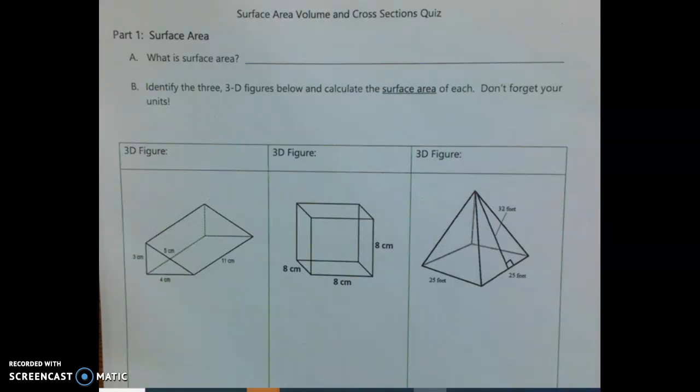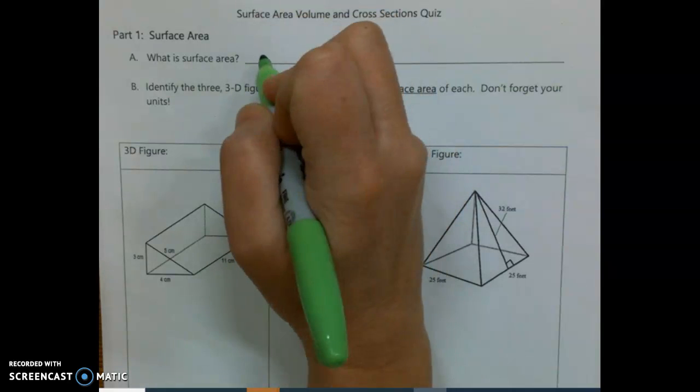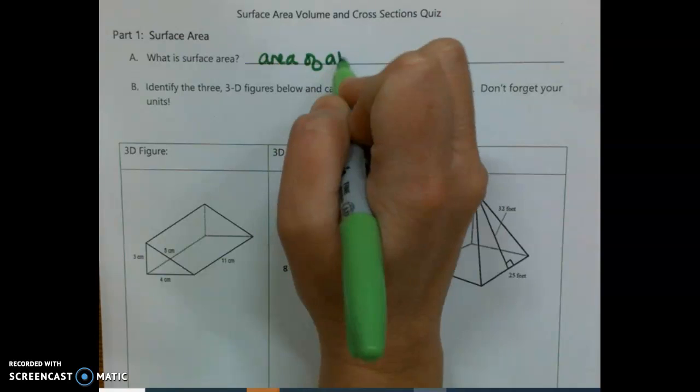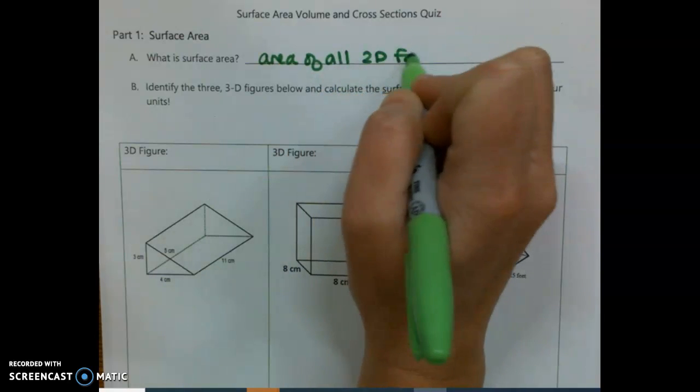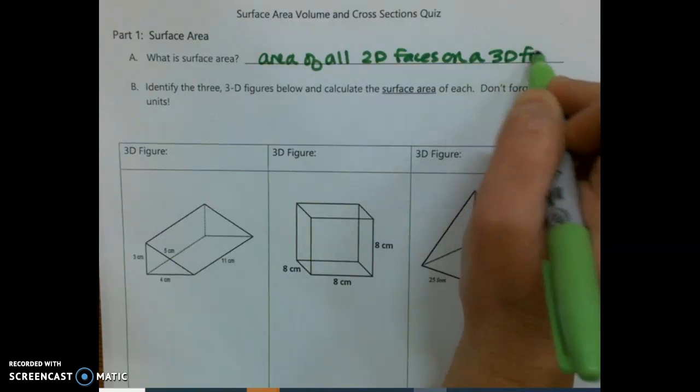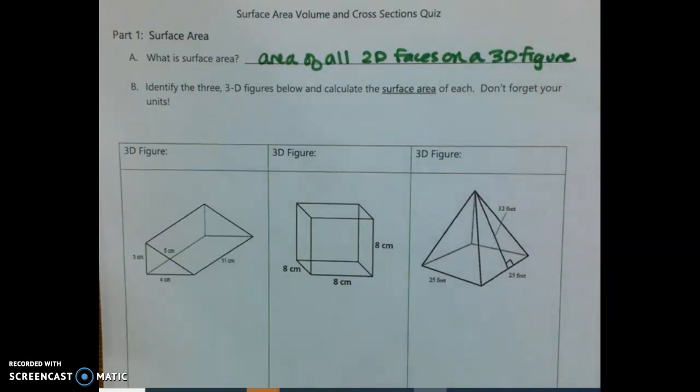All right, guys, I'm going to go over your surface area quiz answers. What is surface area? It is the area of all 2D faces on a 3D figure. So basically, we are just finding the area of all the faces and then adding them together.